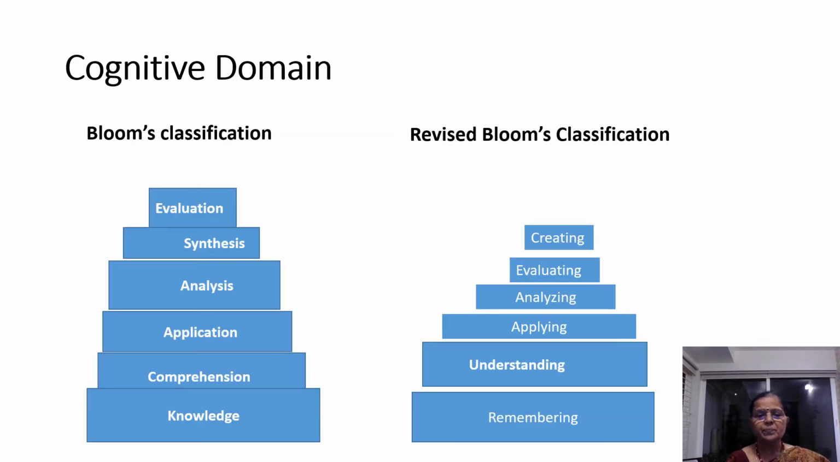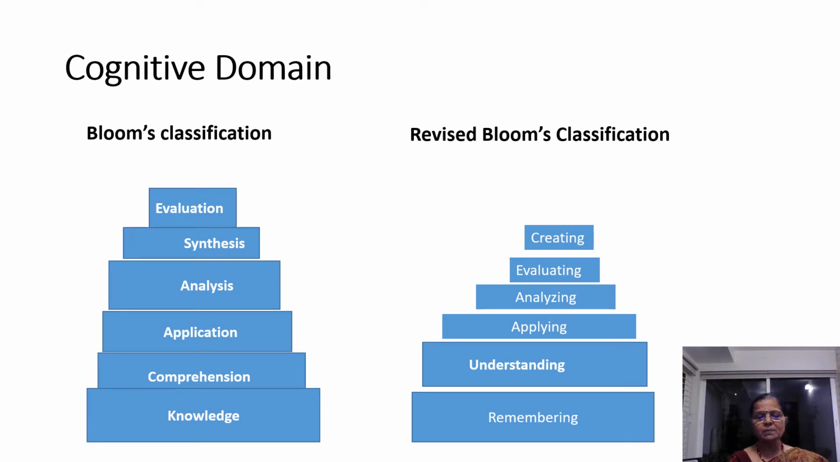This is the same classification that we saw in the previous slide. Bloom's classification, starting from knowledge to evaluation, 6 levels. But later on, Bloom's classification was revised by some other educationists. Basically it remains the same, except a few changes which we are going to see now. The main change is they added ing. They changed the noun form into the verb form.